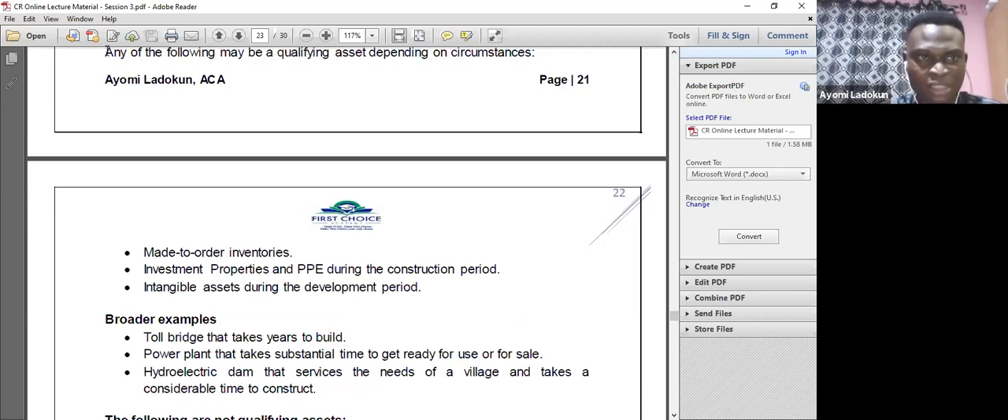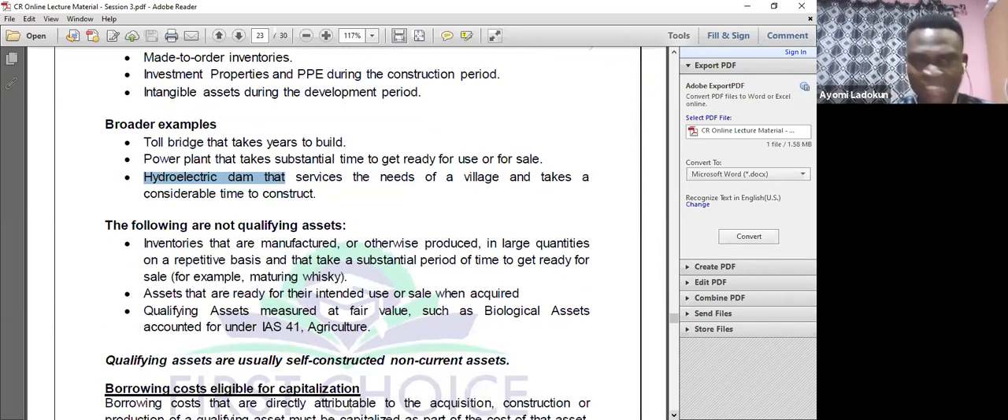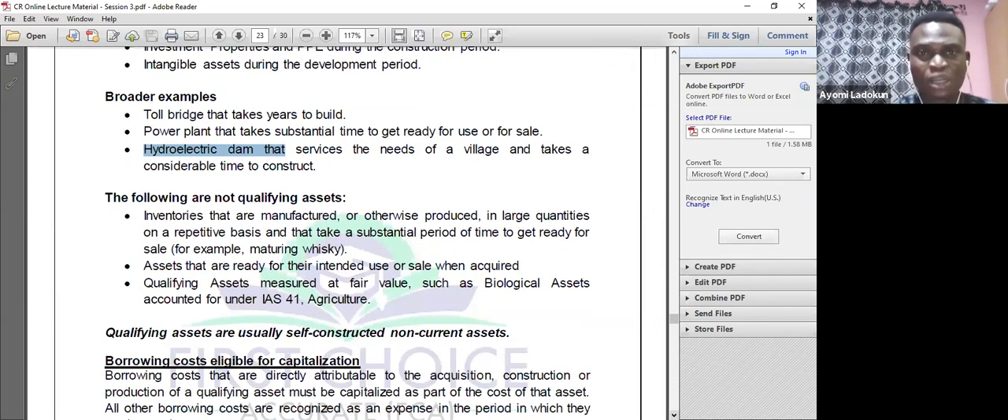So don't bother yourself. The examiner cannot be asking you any of the following: assets that may be a qualifying asset depending on circumstance. Yeah, that's what you just said. Made-to-order inventory, investment property during their construction stage, intangible assets during their development, once it takes a substantial amount of time. For example, a toll bridge, just like the terminal I mentioned, a power plant, a hydroelectric dam. They take a large, substantial amount of time to get ready.